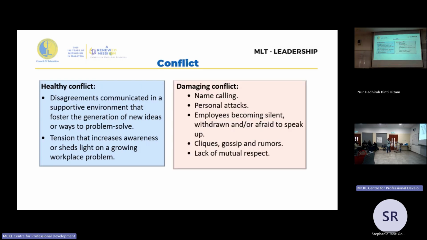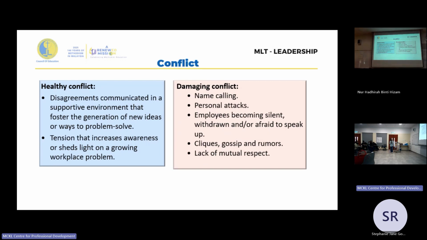Okay, now, what is damaging conflict? Name calling. Calling a person by name. I had one in my previous organization. Everybody would call this particular lady Emperor. Emperor is coming. Everybody keep quiet. At the beginning, I didn't know who this emperor was. Then they said, how come you don't know the emperor? So that is very not good.